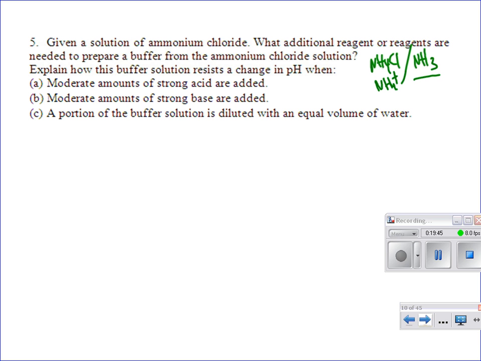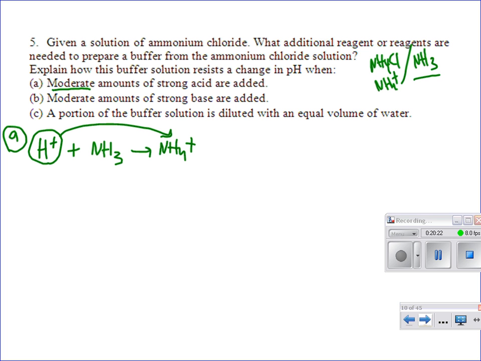Explain how this buffer resists a change in pH when A, moderate amounts of strong acid are added. The reason they say moderate is any buffer can be annihilated. If you add enough strong stuff to a buffer, it's going to use up all the conjugate or use up all the weak acid or base, and it can be overwhelmed. So that's why they use the word moderate. So if we add acid, how are we going to take the acid hit here? What is that going to react with in this particular buffer system? Good. And we're going to make our conjugate. So by taking a strong acid and turning it into a weak acid, we help stabilize the pH.